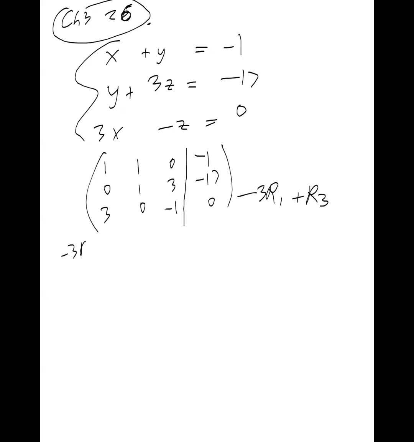So -3 row 1 is defined as, take the top row, multiply by -3. -3, -3, 0 equals, what's -3 times -1? 3, right. Plus row 3. Whoops, I wrote the R twice. My brain's always losing track of where I am.